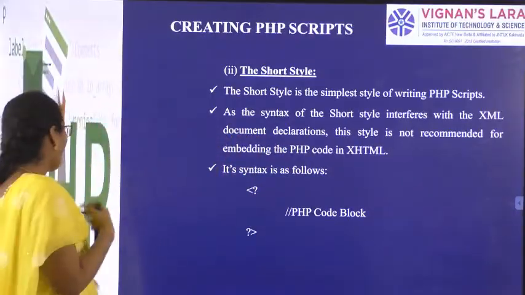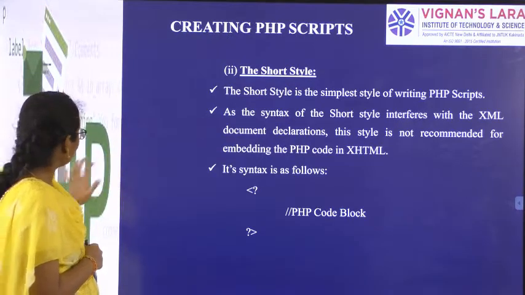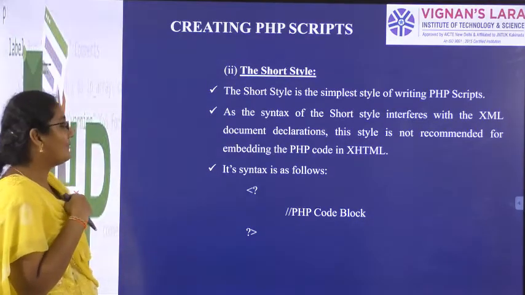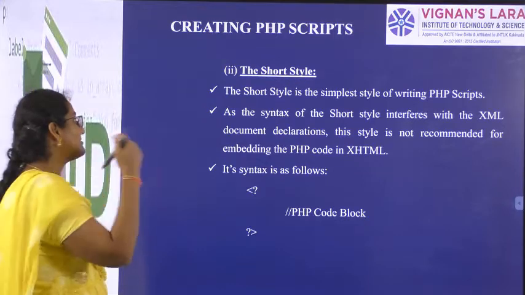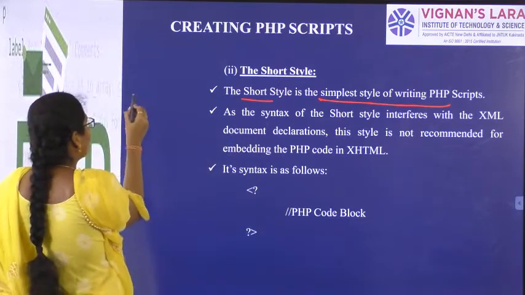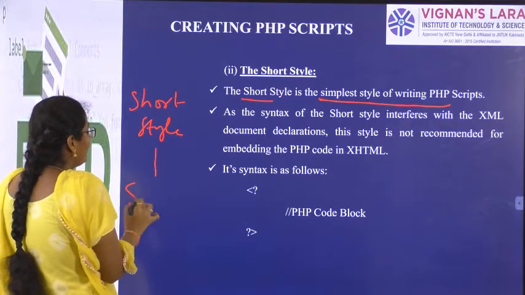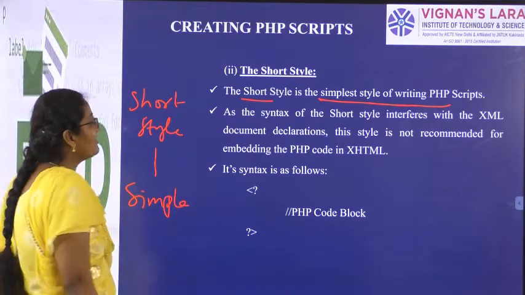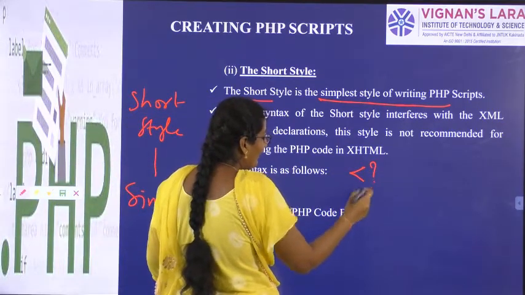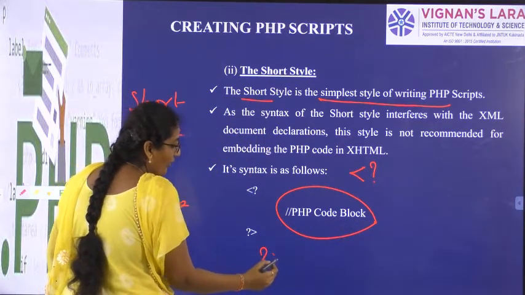So first one, short style. If you see, we have the syntax also. This is the first style of creating PHP scripts. The short style is the simplest style of writing PHP scripts. So what is the syntax? See here. We have the angular braces followed by a question mark and the PHP code block. The ending tag will also be there: question mark followed by angular braces.